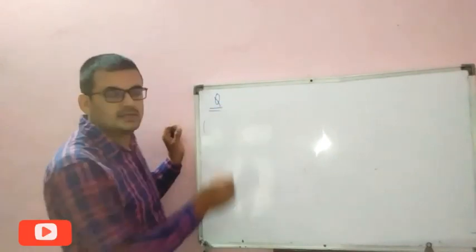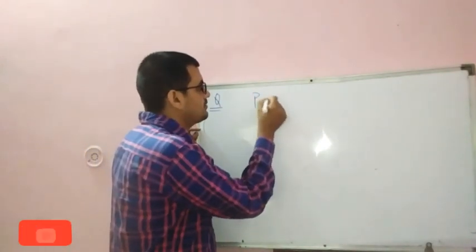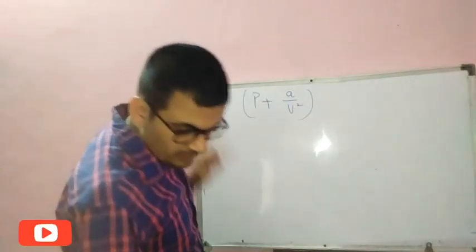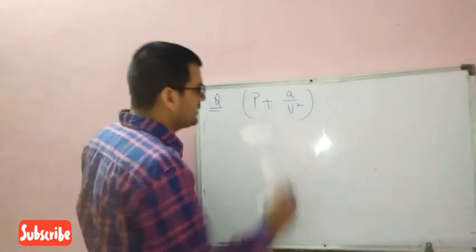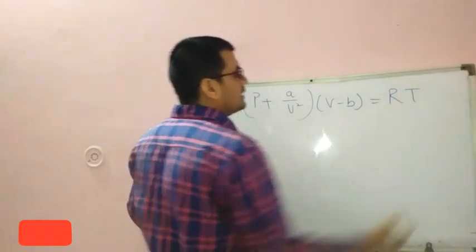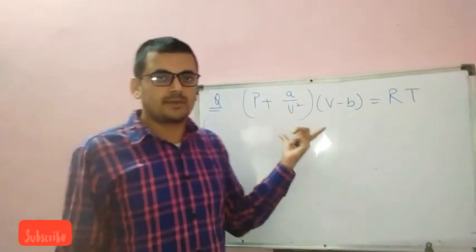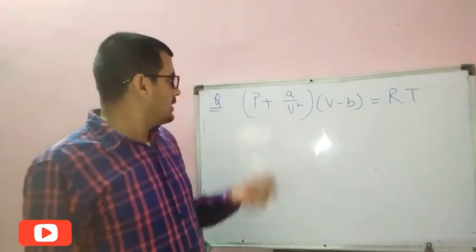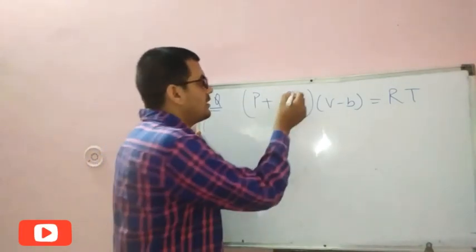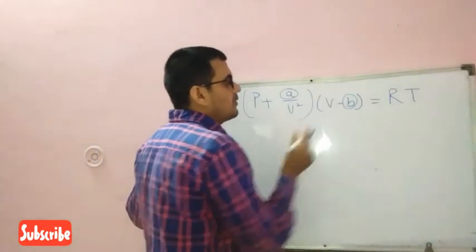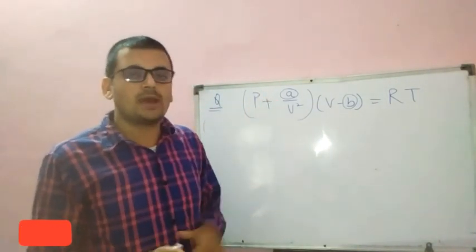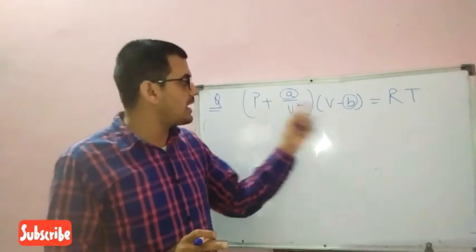This is the question: (P + a/V²)(V − b) = RT. This is the gas equation. The question is, by dimensional analysis, find the value of a and b. By dimensional analysis we have to find out the dimensions of this a and this b.